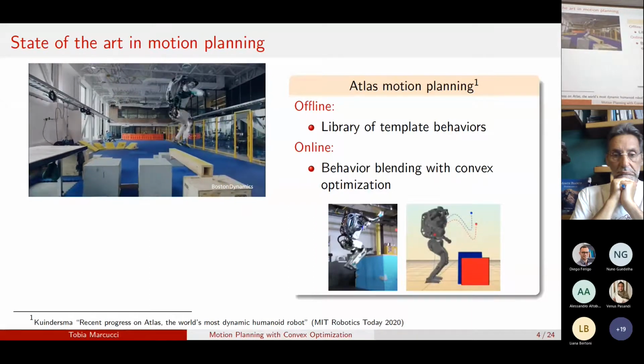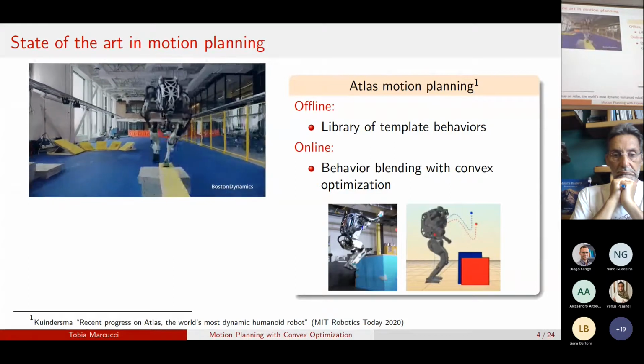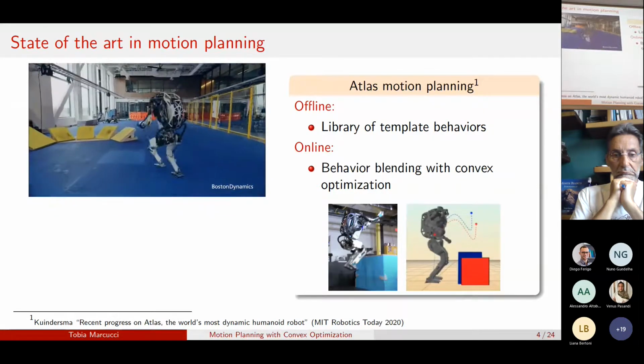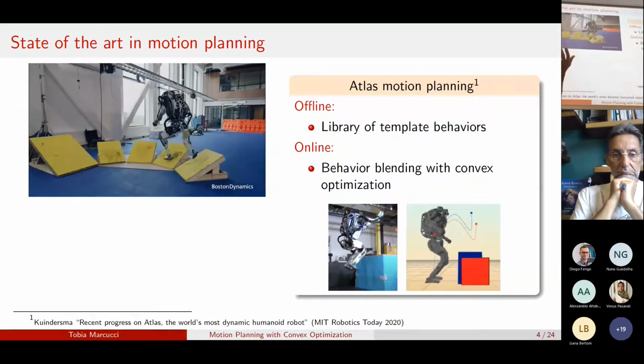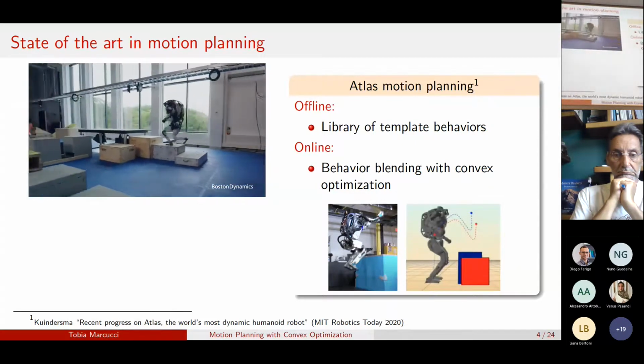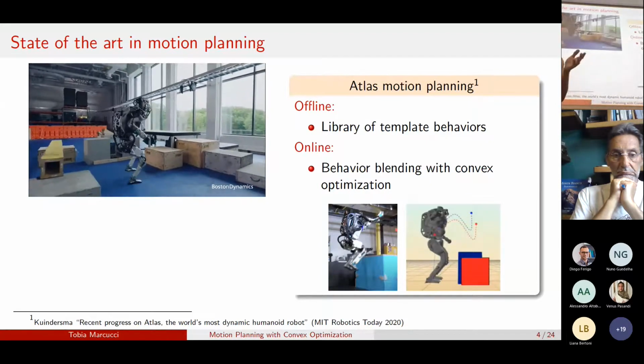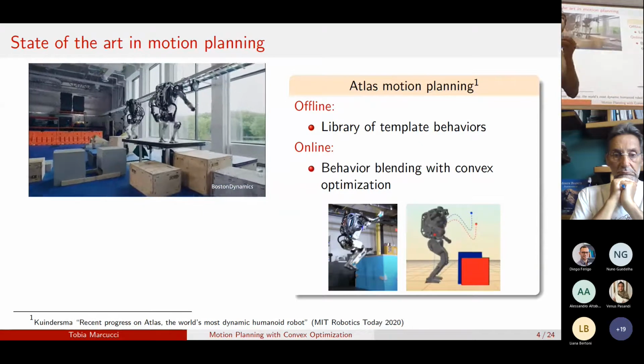How does the Atlas humanoid work in a few words? How do they do this motion planning? Offline, they generate a library of template behaviors. A template behavior can be, for example, a jump, a backflip, running. And then online, they run a convex optimization to merge these behaviors.